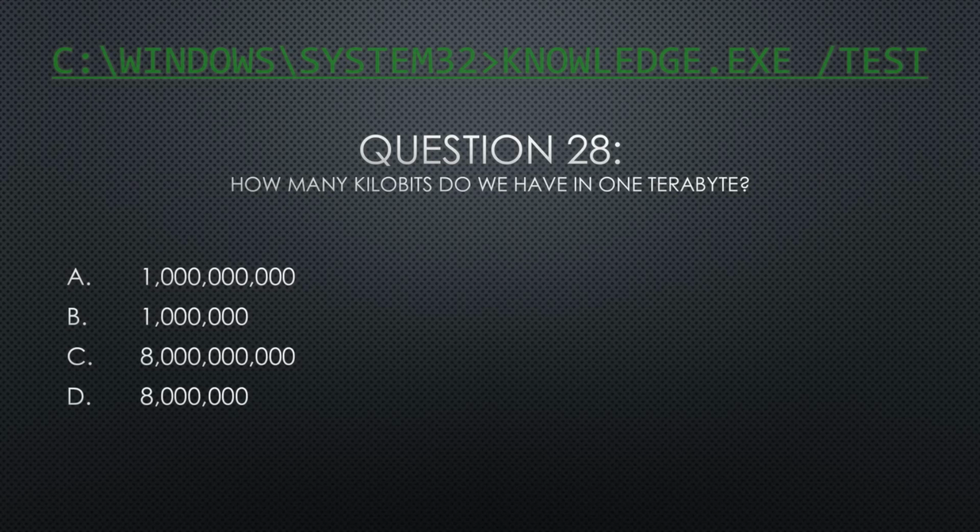Question number 28. How many kilobits do we have in 1 terabyte? A. 1 billion. B. 1 million. C. 8 billion. D. 8 million. The answer is C. 8 billion kilobits in 1 terabyte. We have 1 trillion bytes in 1 terabyte, which are equal to 1 billion kilobytes. To calculate the number of bits, we multiply by 8, which results in 8 billion kilobits.